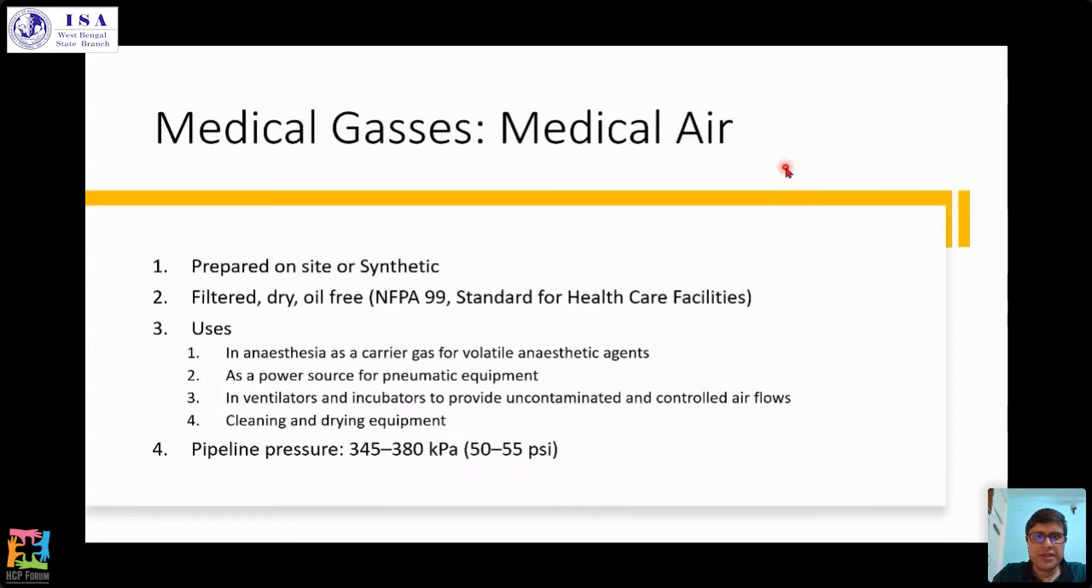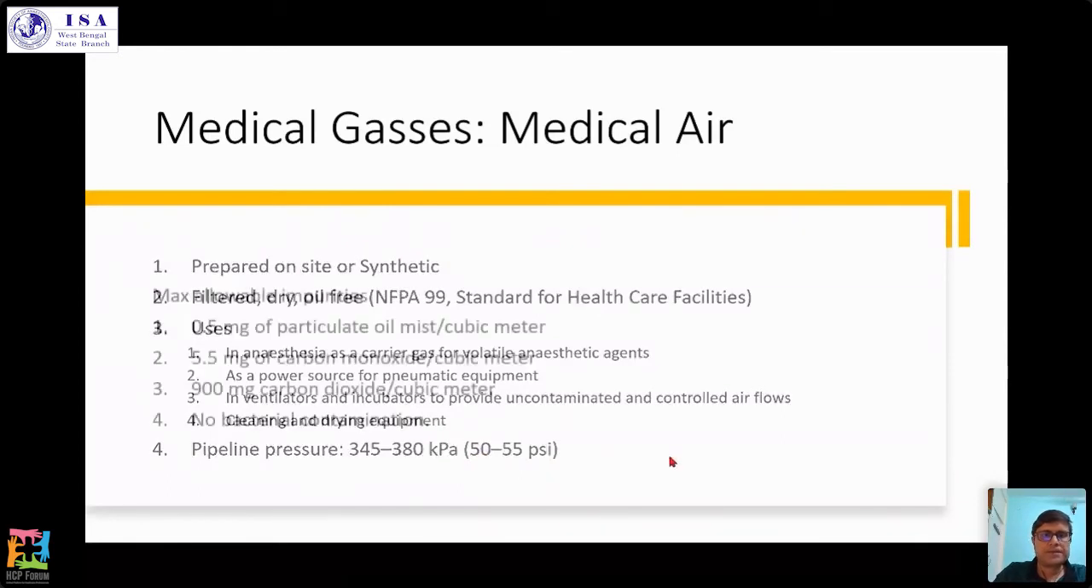It is filtered, it is dried, it is oil free, and the guideline is the National Fire Protection Association 99 standards for healthcare facilities. The major uses are in anesthesia as a carrier gas for volatile anesthetic agents, and as a power source for pneumatic equipment. But if you are supplying at 4 bar, then it's not adequate pressure. It can be used in ventilators as a driving gas or in incubators to produce uncontaminated and controlled airflows. It can also be used in cleaning and drying equipment. The pipeline pressure is 50 to 55 PSI.